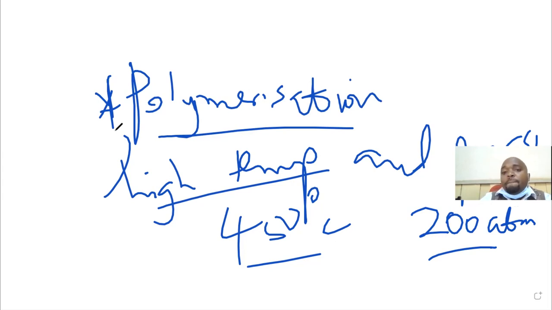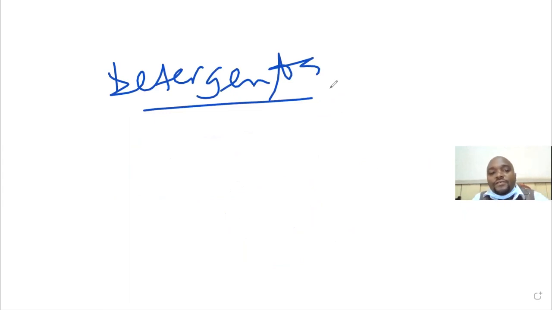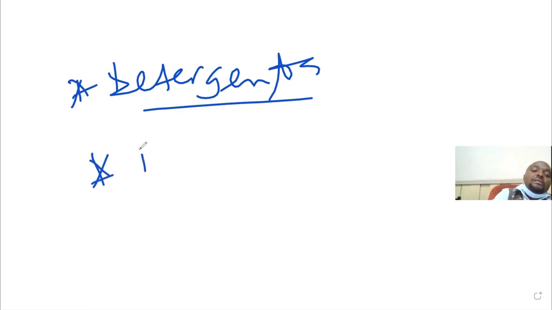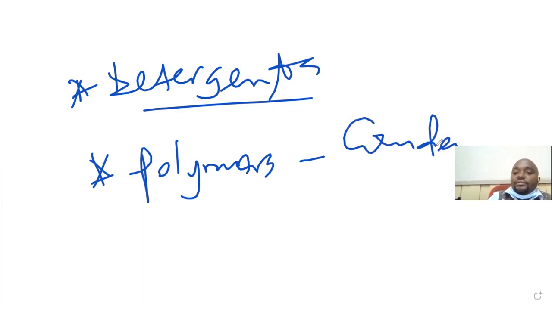Then again, you also look at detergents: the cleansing action of soaps and soapless detergents. From detergents, you should also emphasize the polymers. Emphasize condensation polymerization.